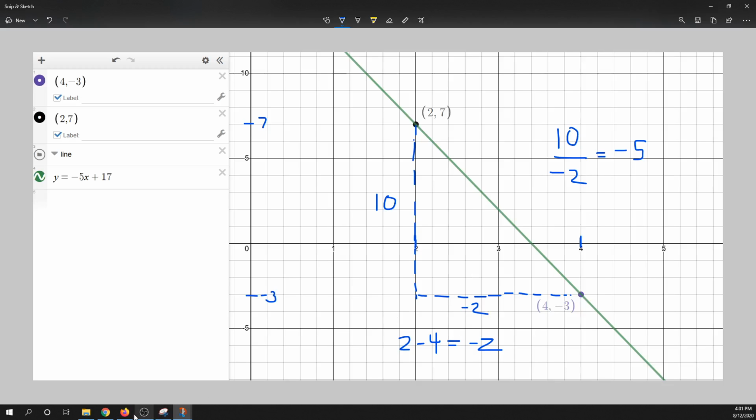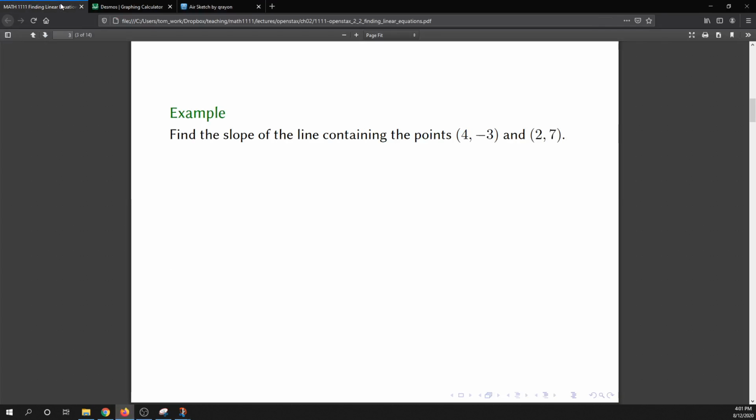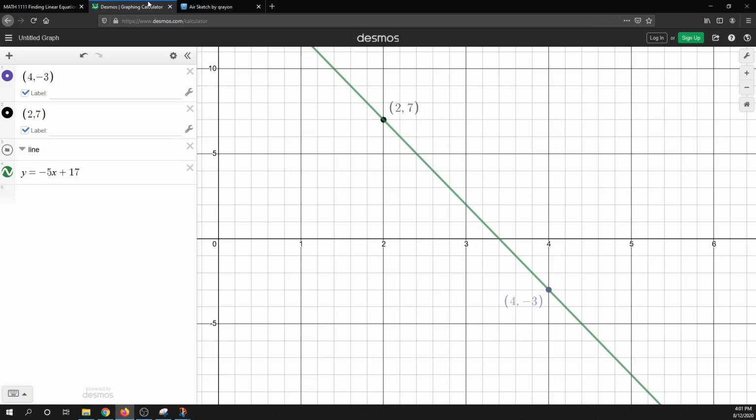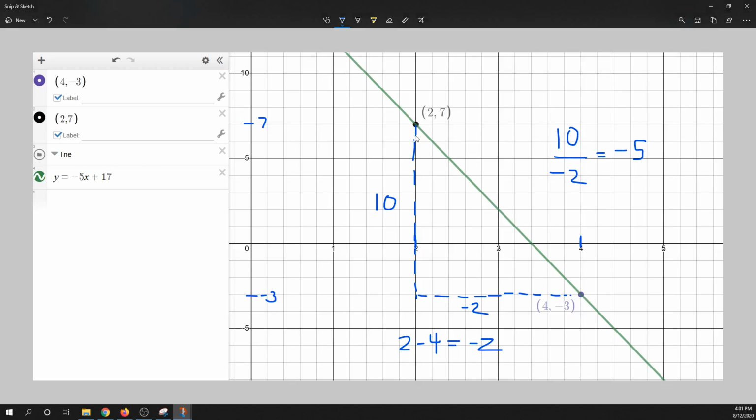All right, so I think that's it for this slope video. Let's just double check to see. Yes. And using the formula is pretty straightforward. And just to kind of show you where we're headed towards, right, we're headed towards finding the equation of lines.